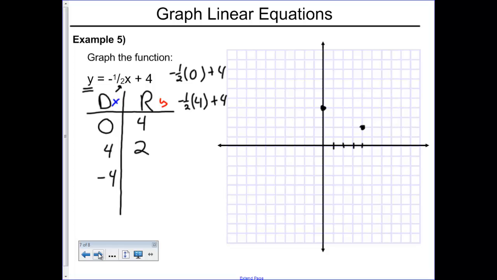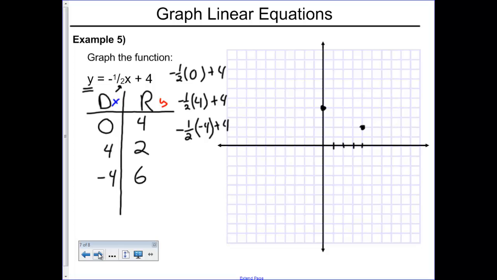And do it again with a -4 for my domain value, or my x value, whatever you want to refer to it as. Put a -4 here, plus 4. So a negative times a negative is going to be a positive. 1/2 times 4 is 2. 2 plus 4 gives me an output or a range value of 6.